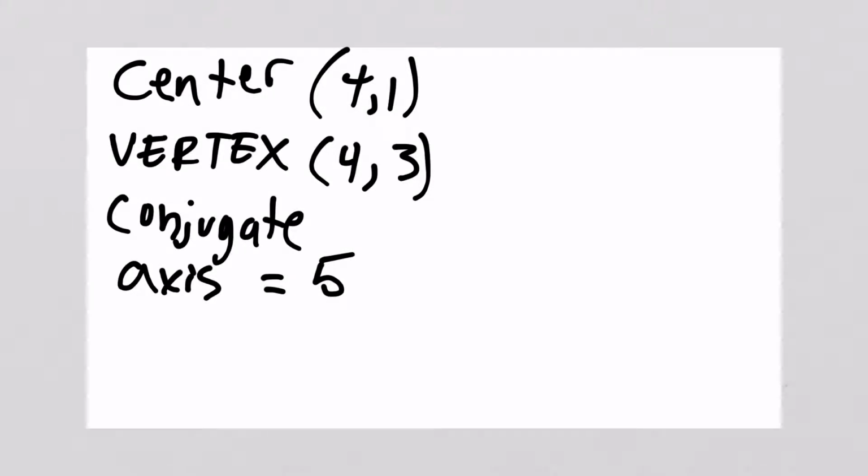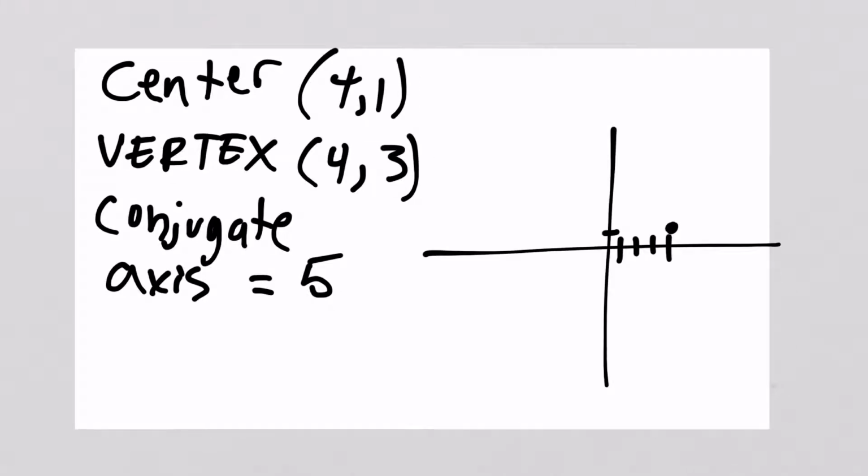Okay, so let's look at our first hyperbola problem. We're told we have a center at (4, 1), so maybe we should plot that. So plot that point at (4, 1). We're told we have a vertex at (4, 3), which means since I've gone 2 up to get to that vertex, I can go 2 down to get to my other vertex, because it would be the same distance away from the center as the first one was.